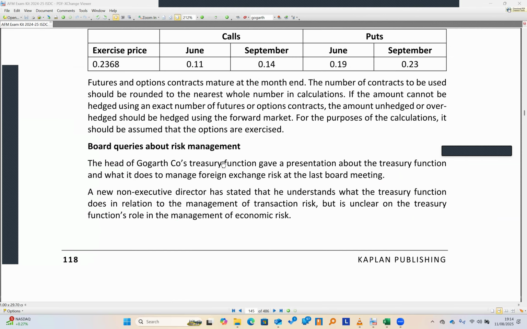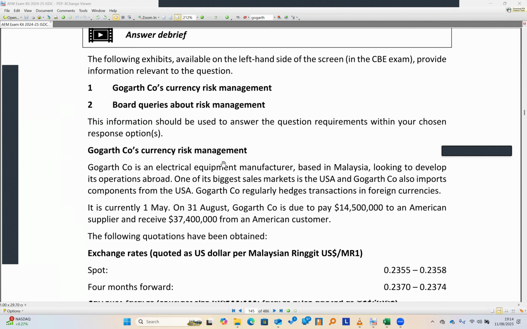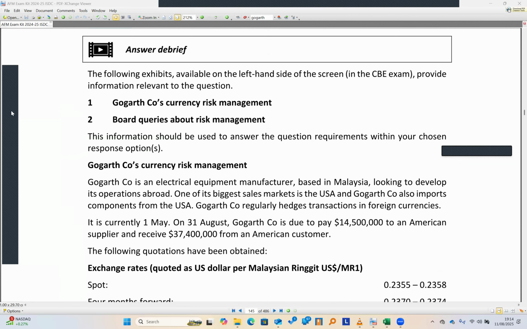So, if you look at what is given to us, they're saying that we have been given Gogarth's currency risk management, and then also some board queries. So when it comes to the risk management, they are saying that we are an electrical equipment manufacturer based in Malaysia. They want to develop operations abroad. One of the biggest sales markets is the USA, and we also import components from the USA. So we hedge transactions in foreign currencies.